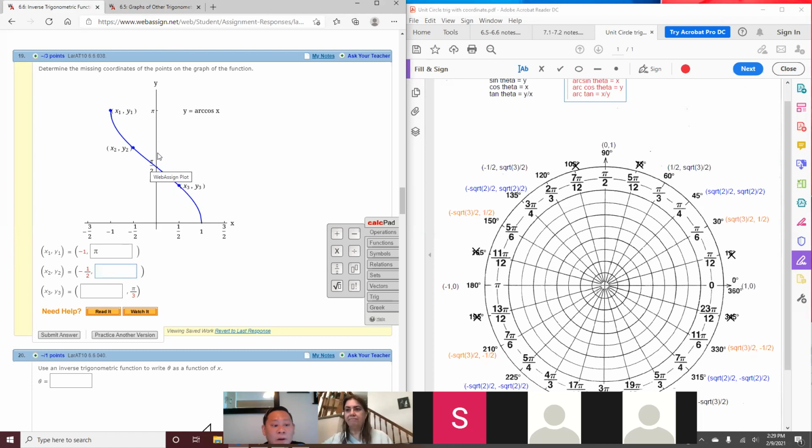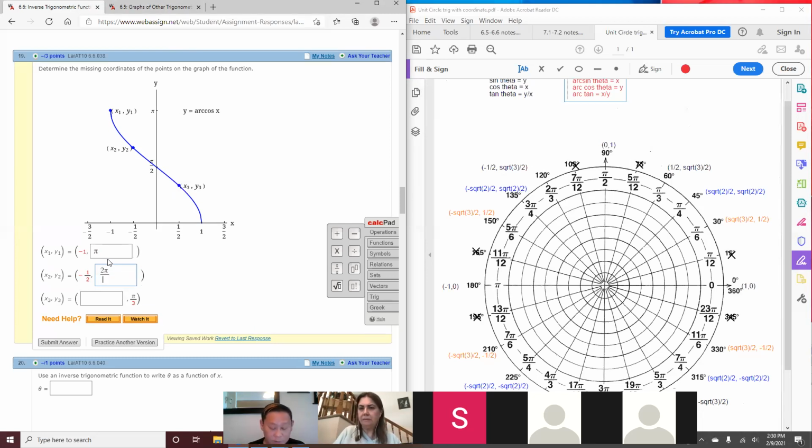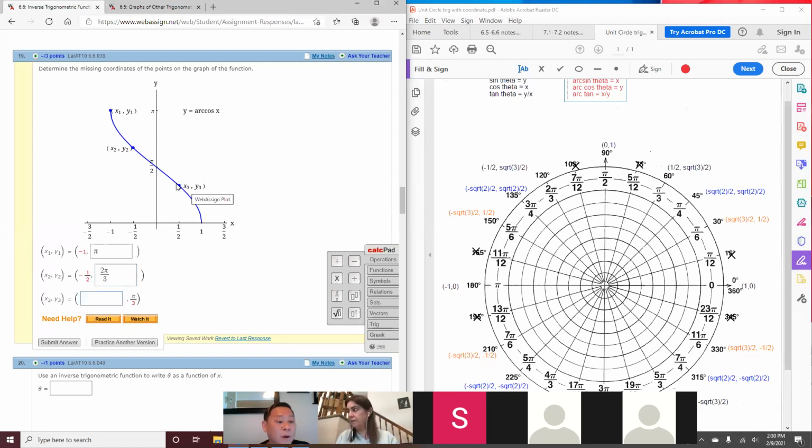Someone tell me pi over what? This is pi over 2. Negative 1/2 is here. I think it's pi over 2 pi. Oh, it's right over here. Negative 1/2 is this one, so it's 2 pi over 3. And then for pi over 3, which is this one, your answer will be 1/2.